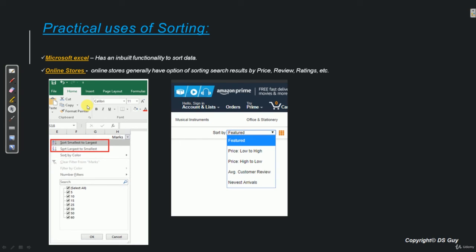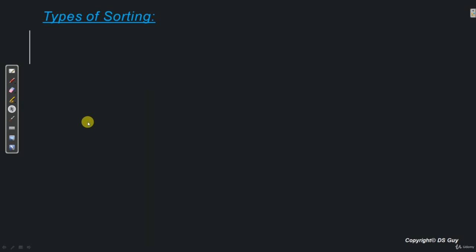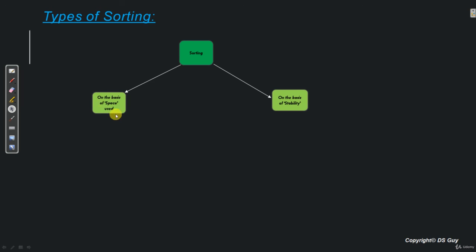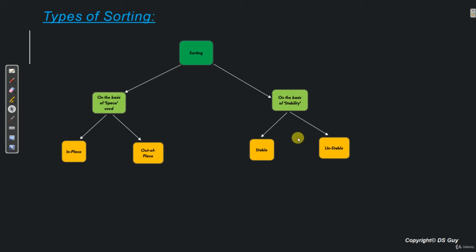So now let's quickly see what are the types of sorting that we have. All the sorting techniques that we are going to see can be divided into two categories, that is, depending on the space that is being used and depending on the stability. So under space being used, we have two subcategories, in place and out of place, and under stability, we have two more subcategories, stable or unstable. So any given algorithm for sorting can either be in place or it can be out of place. Similarly, the same algorithm can either be stable or unstable. Now what do I mean by these things? Let's see in the next video.